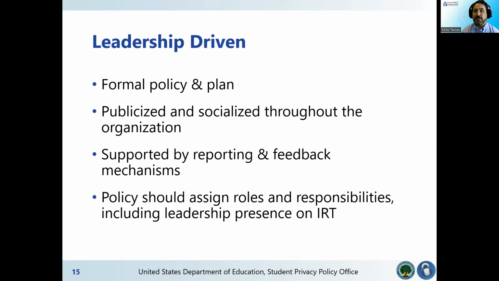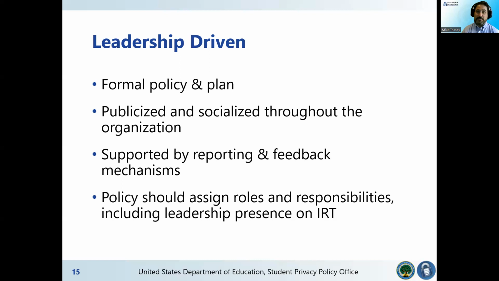As we mentioned, it all starts with a formalized policy and plan. The policy and plan should lay out organizational expectations, identify key roles and responsibilities, and establish the periodic review and update schedule. The organizational incident response plan should be publicized and socialized throughout the organization so that stakeholders understand their role in incident response and have an opportunity to weigh in and provide inputs to ensure the plan is effective and that it's reflective of the organization's needs.